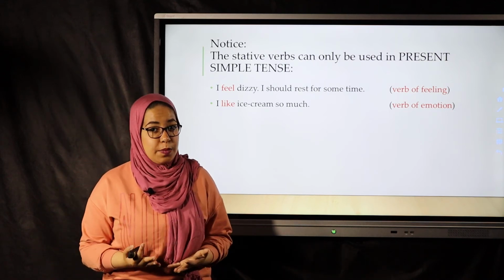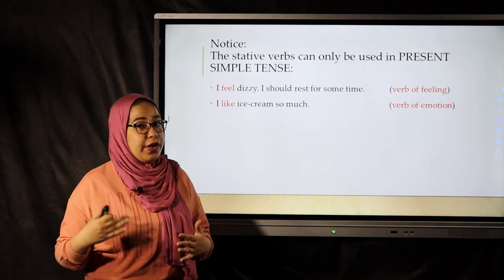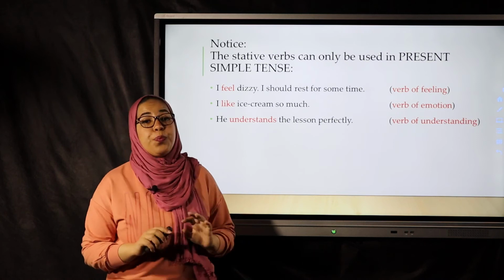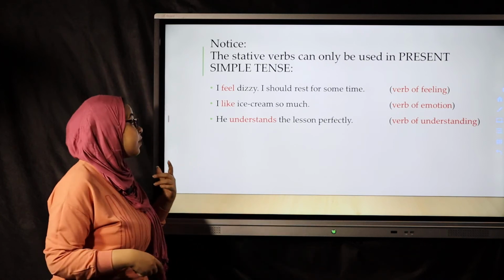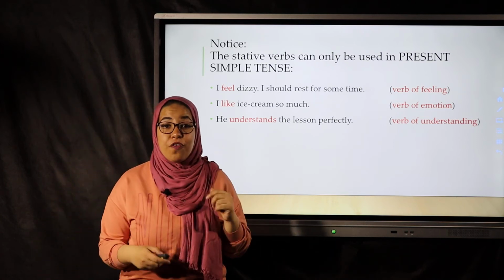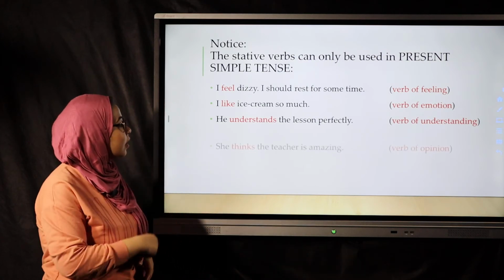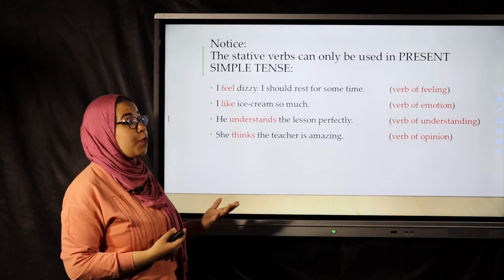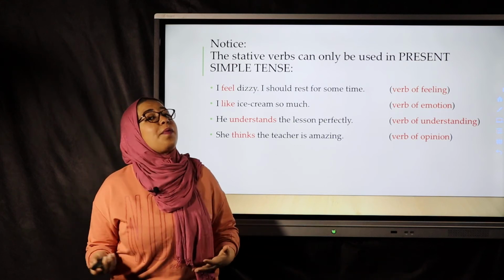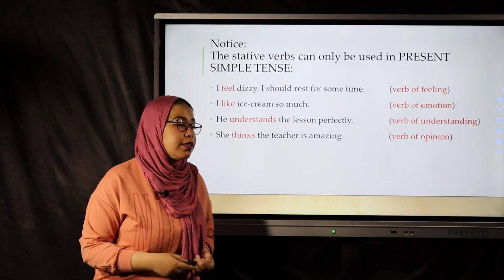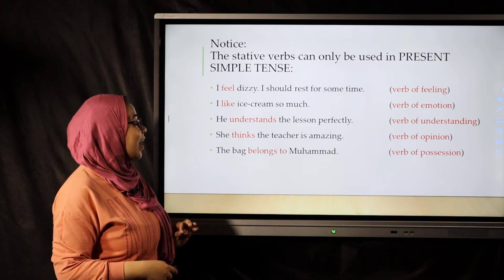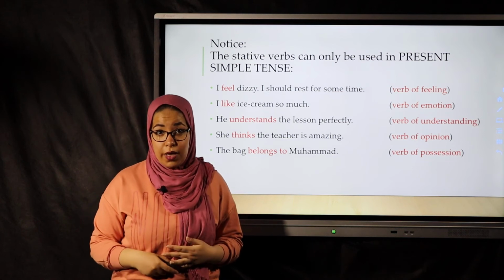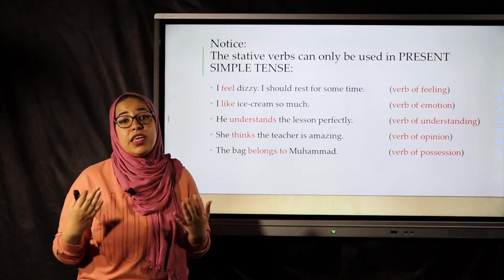Loving or liking something cannot be used in the present continuous tense. He understands the lesson perfectly. So this verb, understands, is a verb of understanding. She thinks the teacher is amazing. So this is the verb of opinion. I have an opinion about the teacher and that she is good. The bag belongs to Muhammad. This is a verb of possession. Okay? It belongs to him, he has it, he owns it.